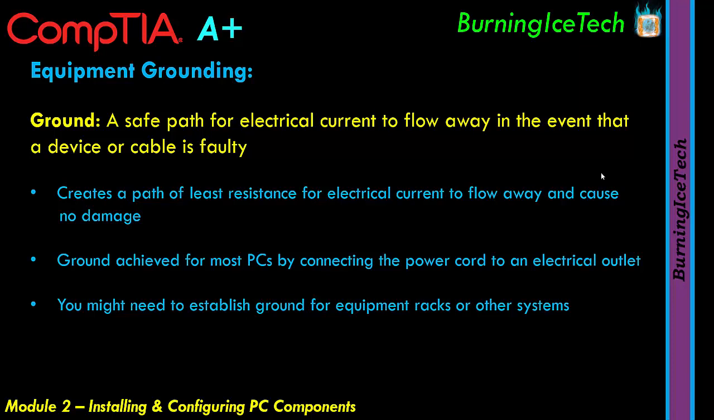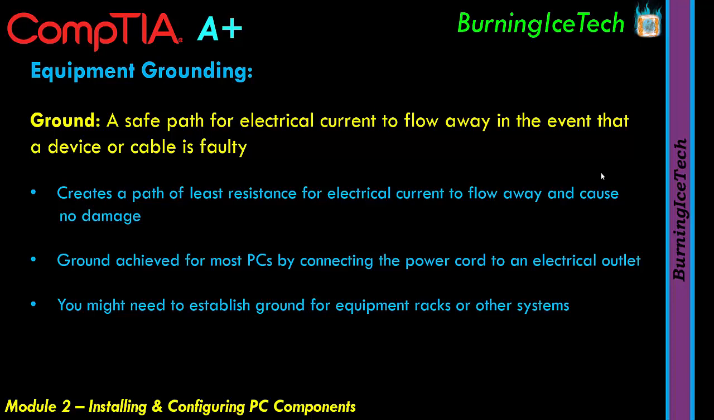Ground is achieved for most PCs by connecting the power cord to an electrical outlet. What you'll find in some cases is, well, I suppose it depends on the country, there will normally be three wires. One will be your live, one will be your neutral, and one is going to be your ground. This might vary from country to country, but generally one is ground. There's going to be a positive and a negative, in a nutshell.